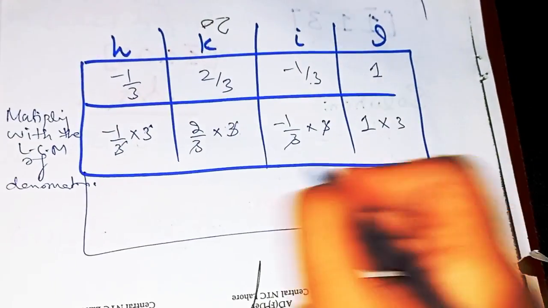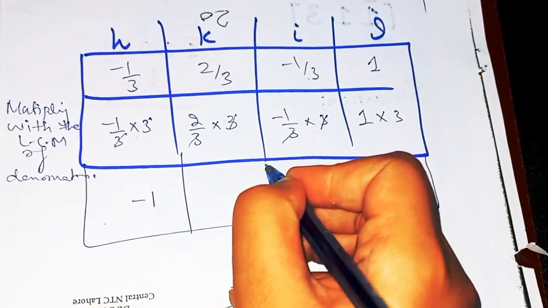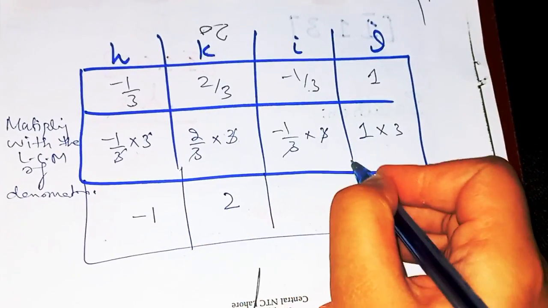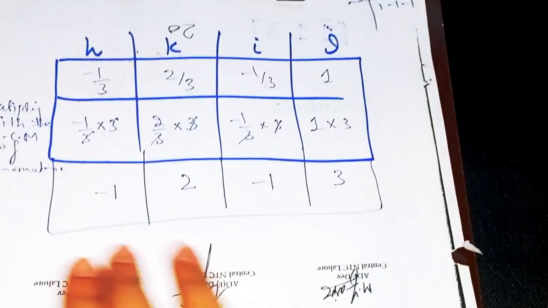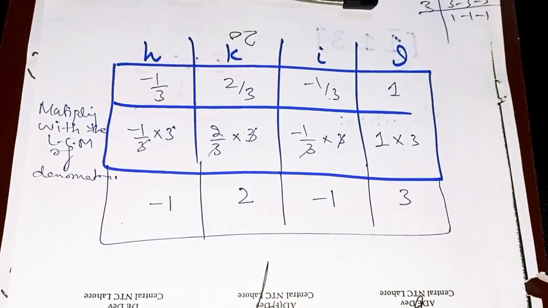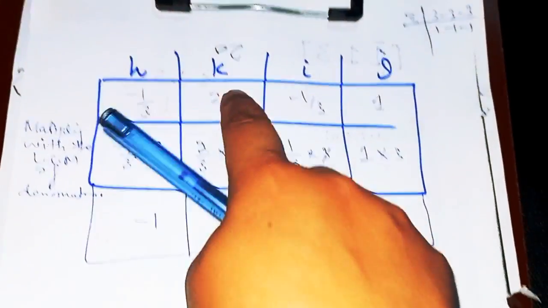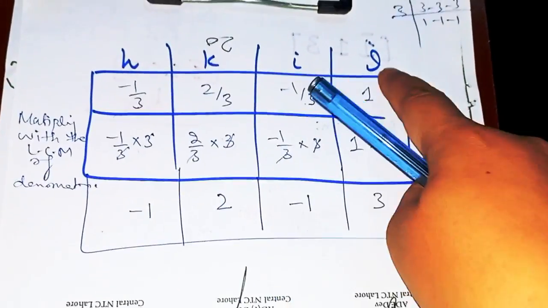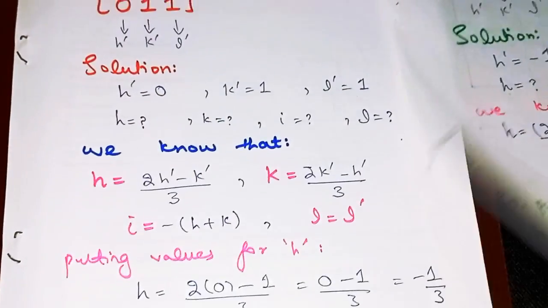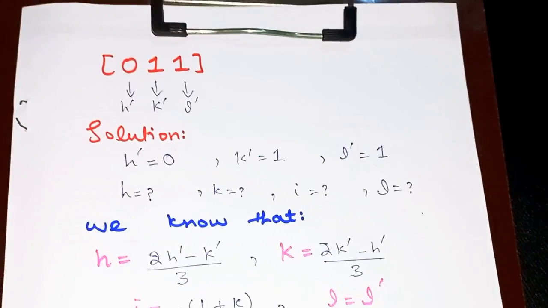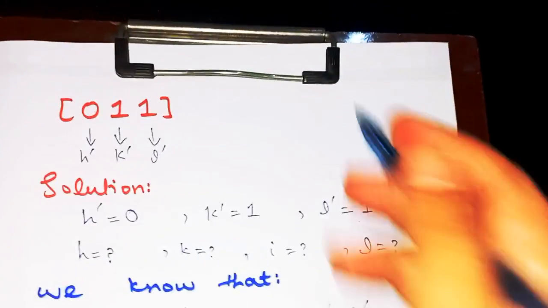So finally we have got -1, 2, -1, and 3 ones are 3, so 3. And these are the final Miller-Bravais indices. H is -1, K is 2, I is -1, and L is 3. We can see it's quite different and quite unexpected as well. So let's write down their final Miller indices.